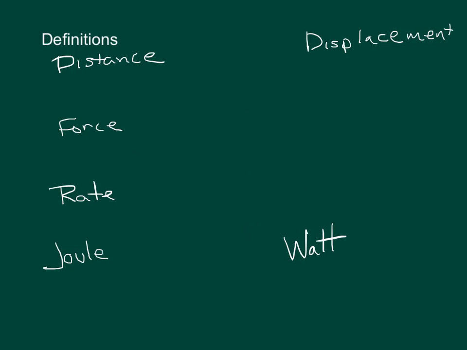To understand work and power, there are some terms that need to make sense to you. First, we need to look at and understand the difference between distance and displacement. Distance is the path that an object has taken. Displacement is the difference between the beginning and the ending points.